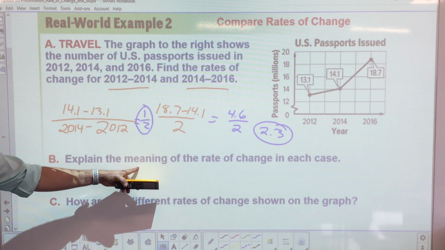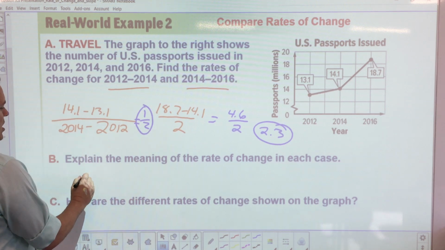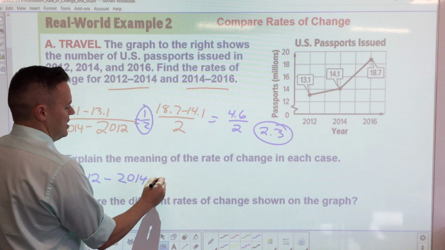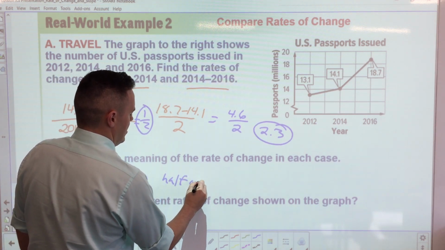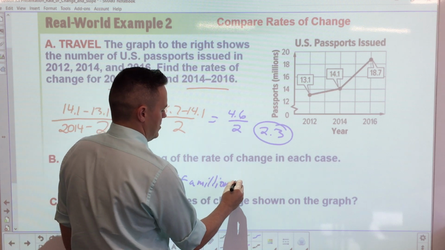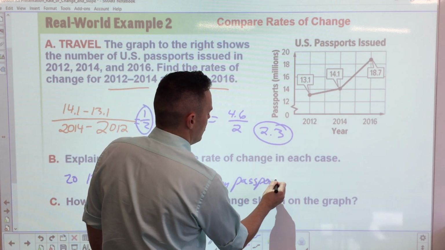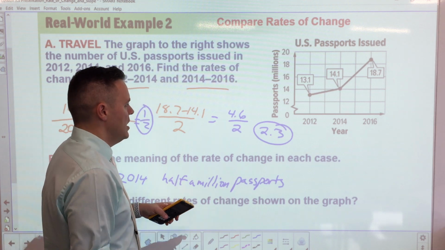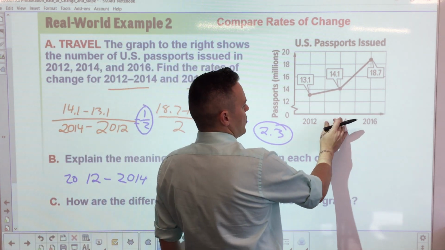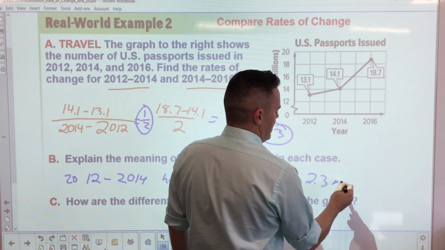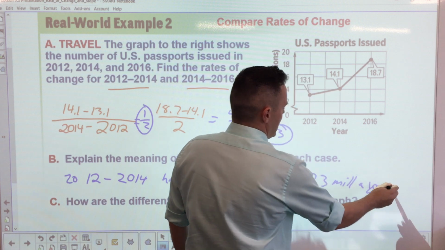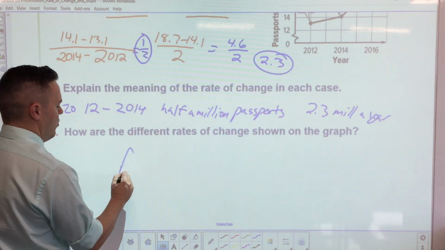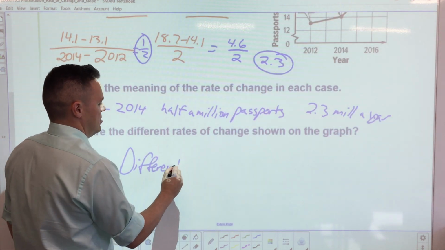So, explain the meaning of the rate of change. Well, what it means is from 2012 to 2014, there were 500,000 passports. Now, you could write this however you want. You don't have to write it out 500,000. It's up to you. And then from this year, it was what? From 2014 and beyond, it was 2.3 million a year. Just understand what you're writing down. And how are the different rates of change shown on the graph? They have different slopes.